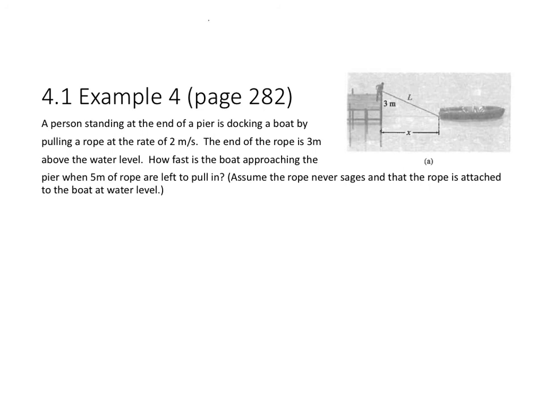Hopefully you see that this is just a right triangle. We have this L, 3, and then x. So we're talking about a lot of different variables here. The L is the hypotenuse, the x is the base leg, and then my 3 is my other leg. So let's see if we can start labeling some of this. We have two distinct things that are changing. The boat's moving this way, and the rope is moving this way. So we're going to have a dL/dt and a dx/dt.